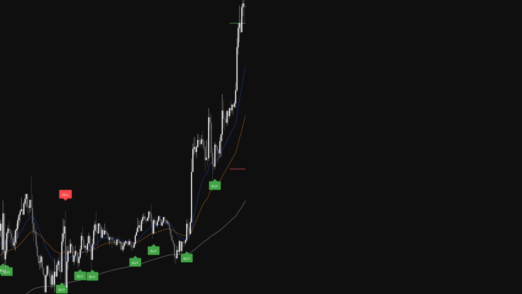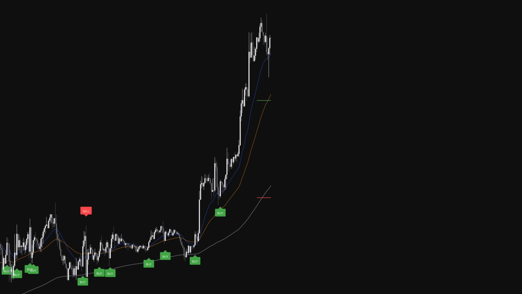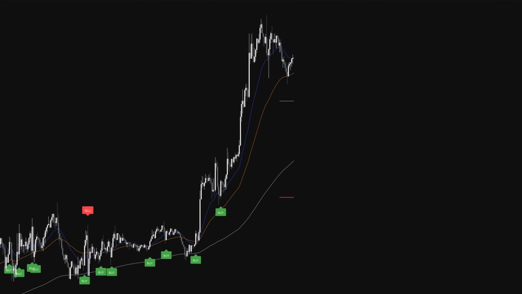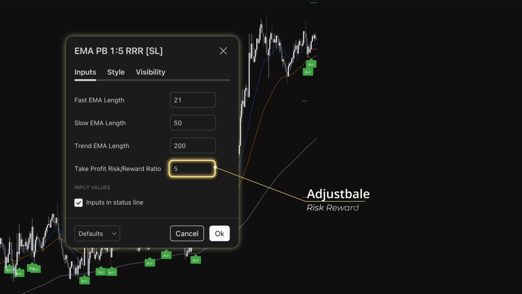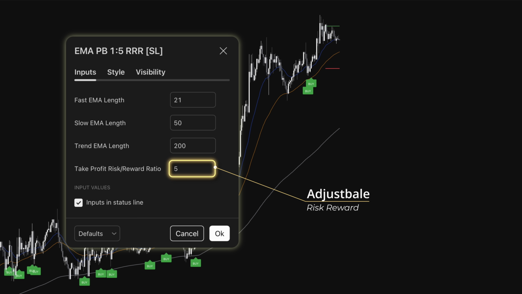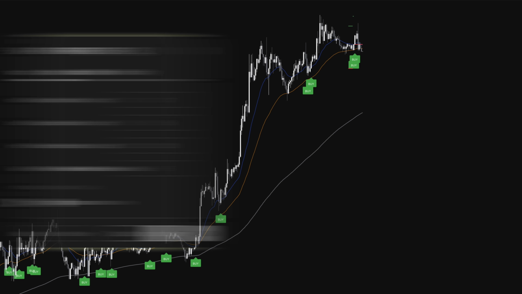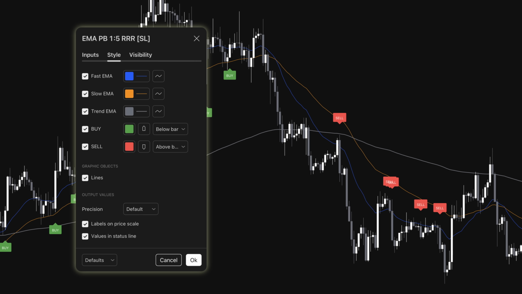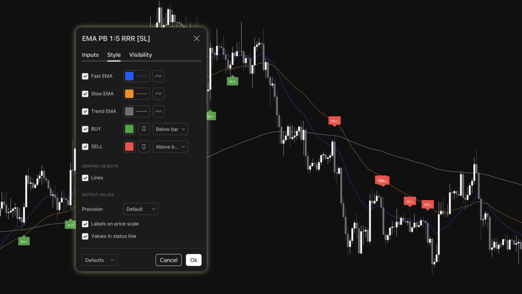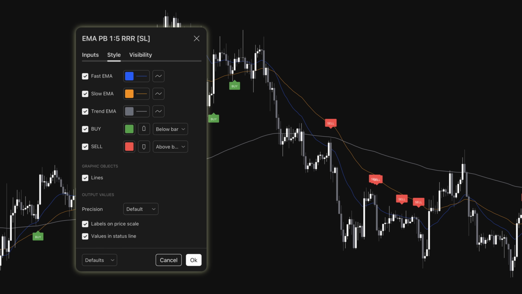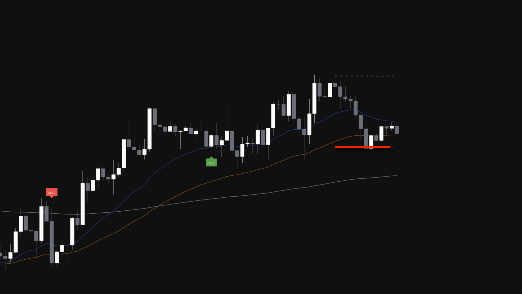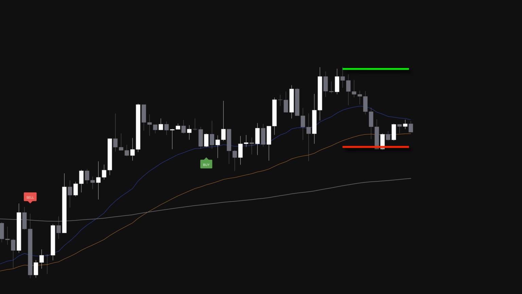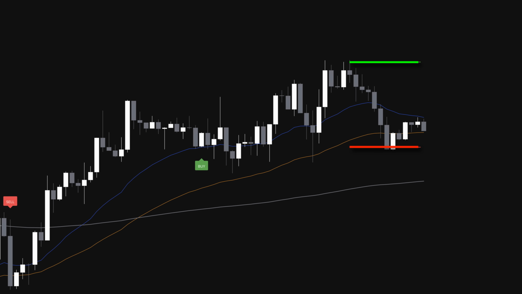Risk management calculates stop losses at the pullback extreme, the low for buys or high for sells. Take profit targets automatically plot at a 5-to-1 reward-to-risk ratio. These levels display as dashed lines updating with each signal. The visual presentation plots all three EMAs with distinct colors and labeled buy-sell signals on qualifying candles. Stop loss and take profit lines persist from the most recent signal for ongoing trade reference.